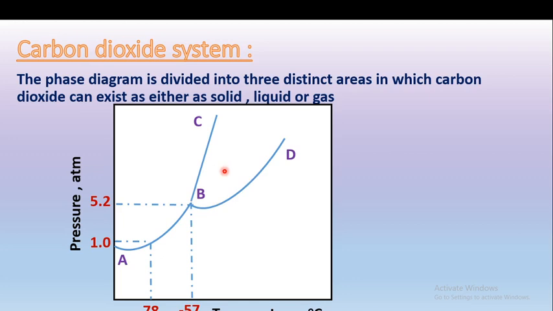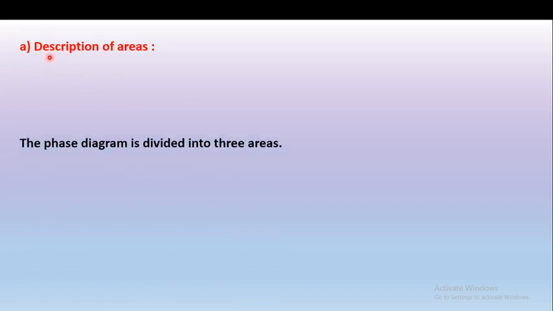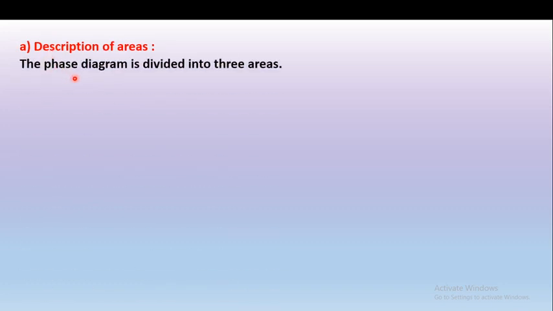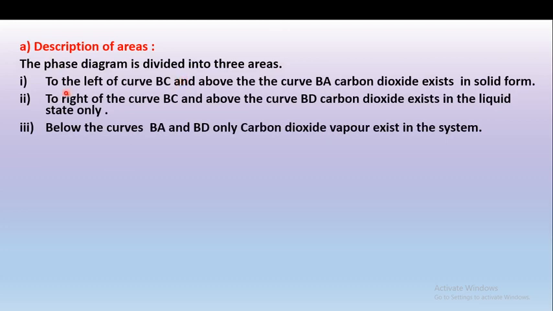So next we have to study in detail what are the different properties of a carbon dioxide phase diagram. First point is the description of areas. We know that the phase diagram is divided into three areas. Which are these three areas? To the left of the curve BC and above the curve BA, carbon dioxide exists in a solid form.